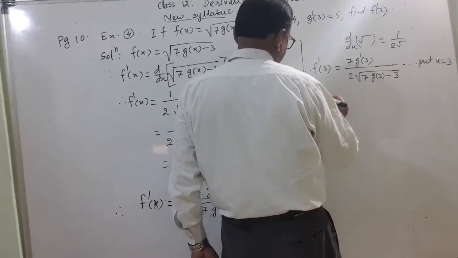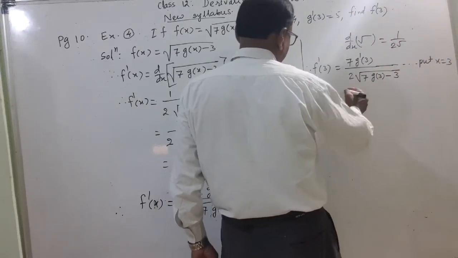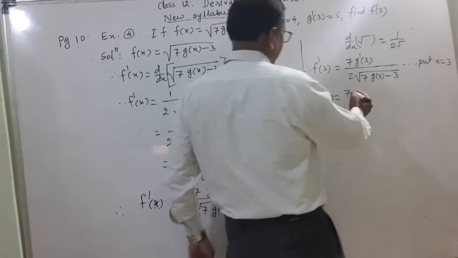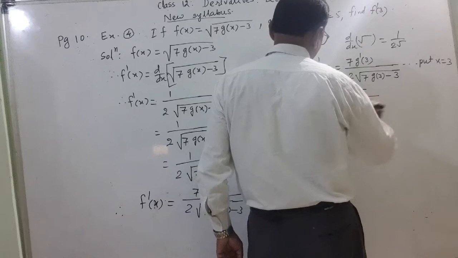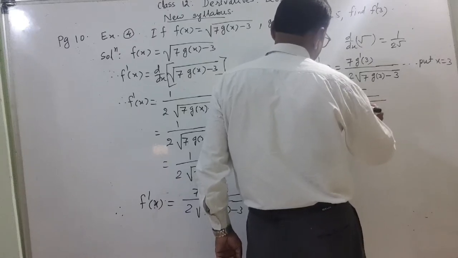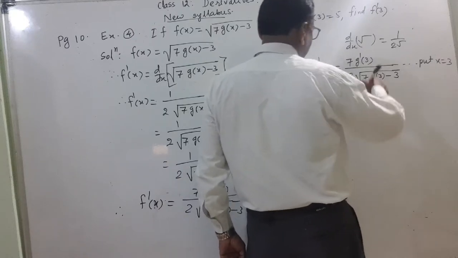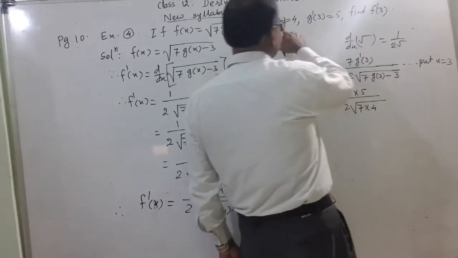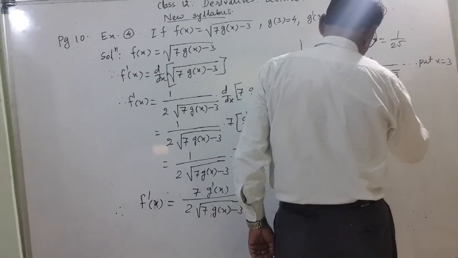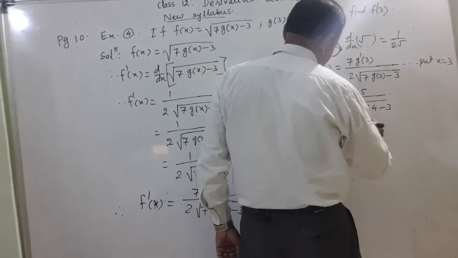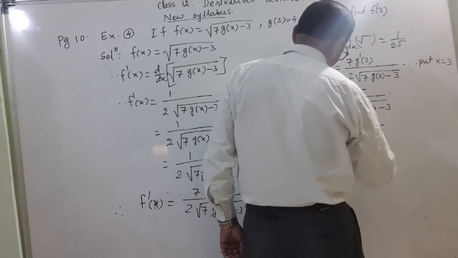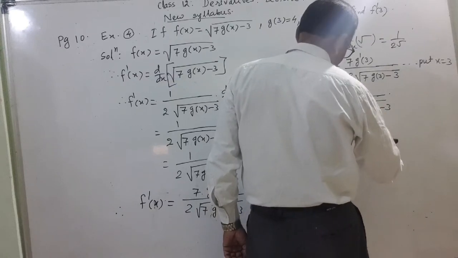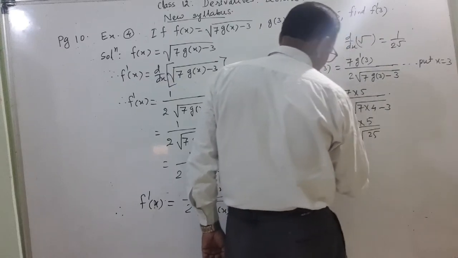Therefore, f dash of 3 equals 7 into g dash of 3. g dash of 3 is 5 upon 2 under root 7 into g of 3, and g of 3 is 4. So 4 minus 3... that is equal to 7 into 5 upon 2 under root 7 times 4, the 28, minus 3 is 25. So the under root will be 5.